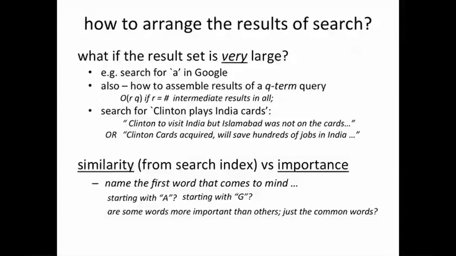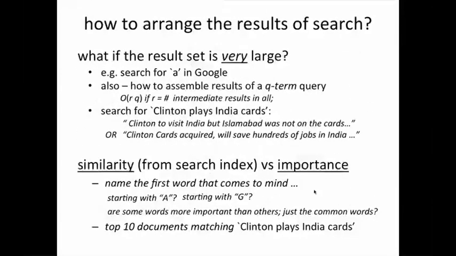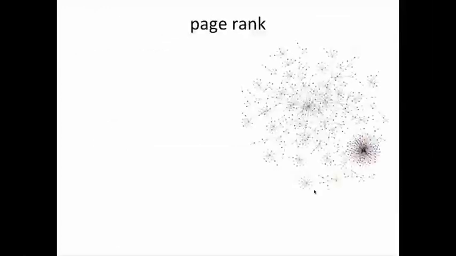Does this have anything to do with how Google figures out which topics to include in the top 10 documents it displays matching the query Clinton plays India cards? The importance of search results in Google, as many of you may have read, is because of an algorithm called PageRank, which we'll describe in a minute. But we also want to ask, is there anything deeper, which we'll come to just after that. So let's look at PageRank.